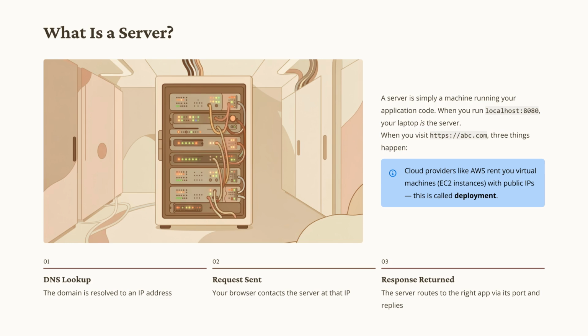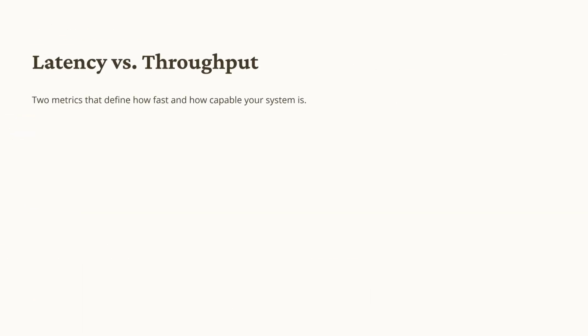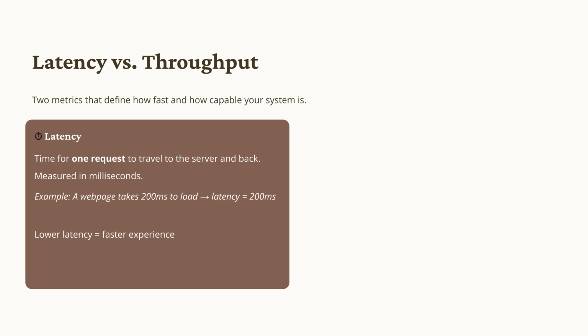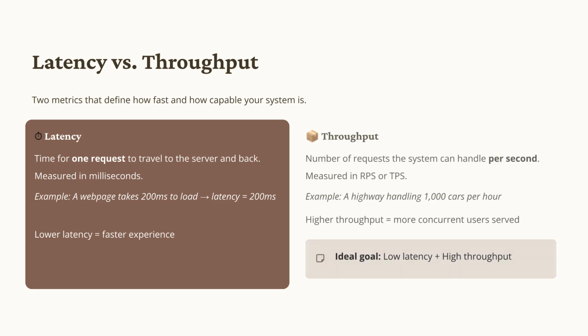When you visit a website, a DNS lookup resolves the domain to an IP address. A request is sent to the server at that IP, and the server returns a response. Latency is the time for one request to travel to the server and back, measured in milliseconds. Lower latency means a faster experience. Throughput is the number of requests the system can handle per second. The ideal goal is low latency and high throughput.